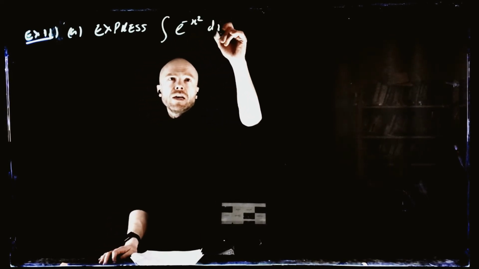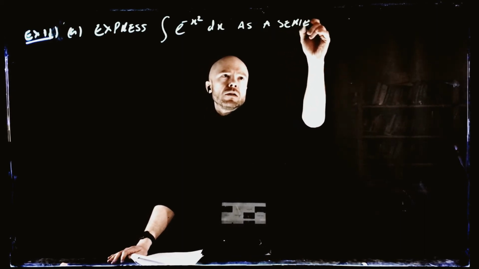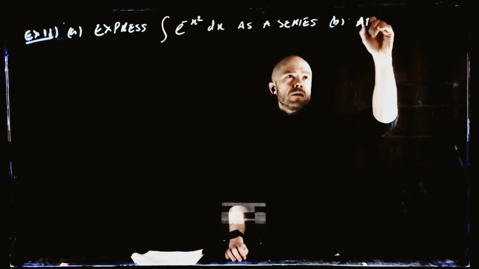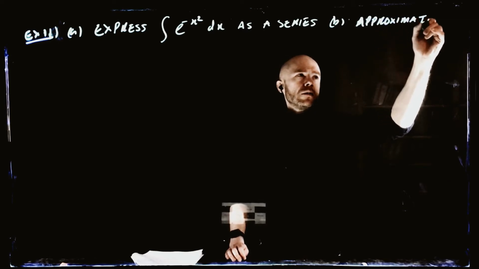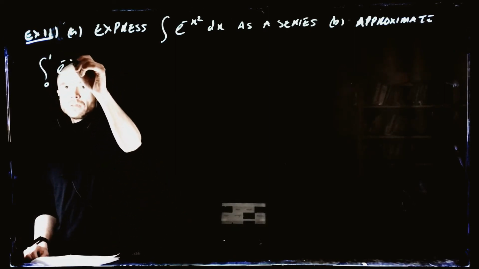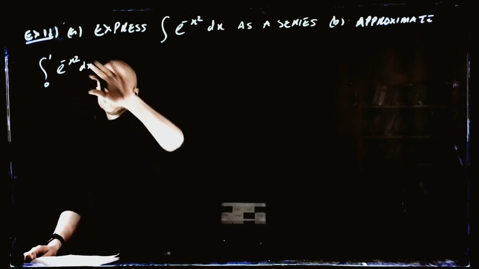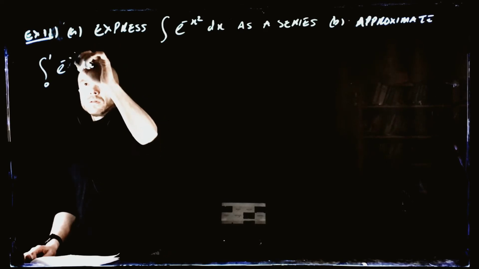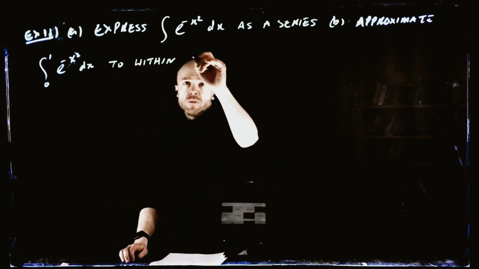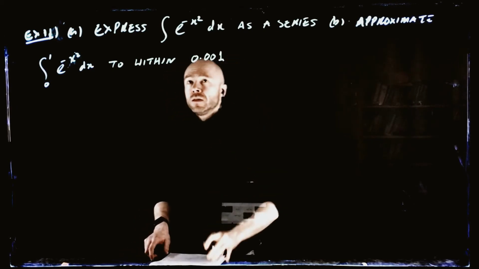Yeah? So, part A: express the integral of e to the minus x squared dx as a series. And part B: calculate or approximate this thing, the same function, to within 0.001.